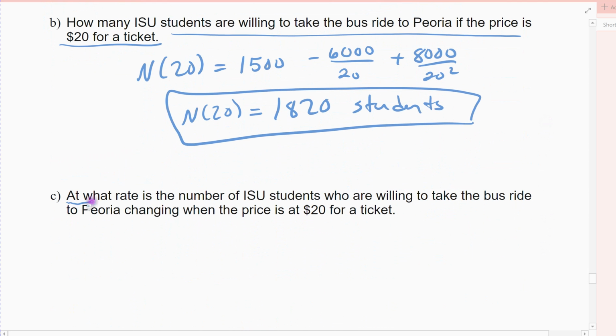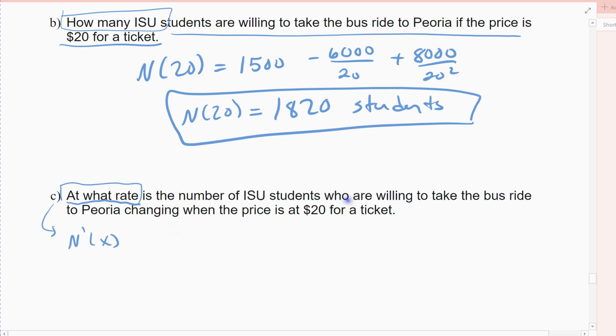All right. Now there's the rates. All right, so that's the difference. This just asked for how many. This asked for at what rate. All right, how many is just the original problem. The rate is finally the derivative. All right, so at the rate, that means I want the derivative.